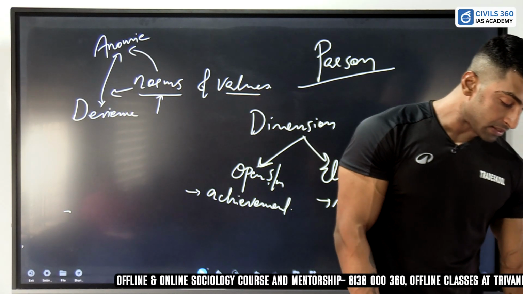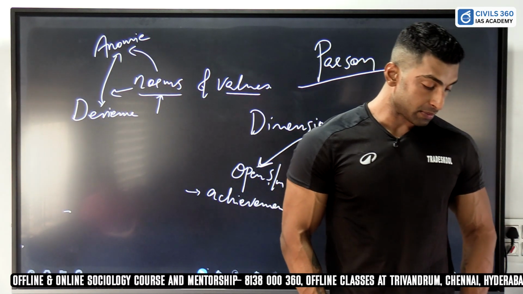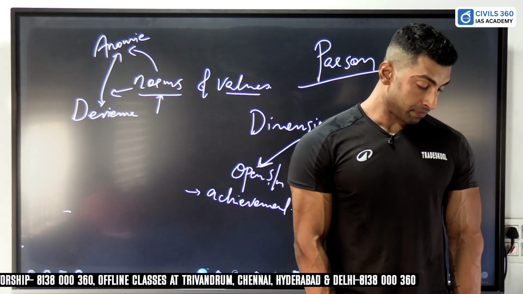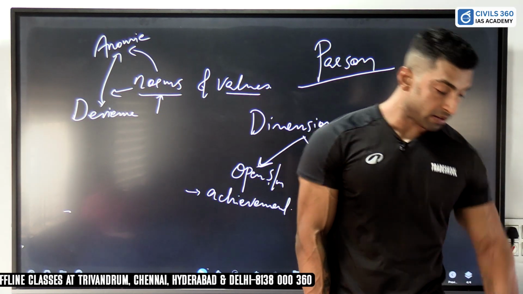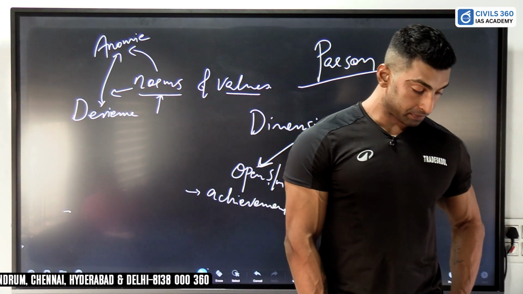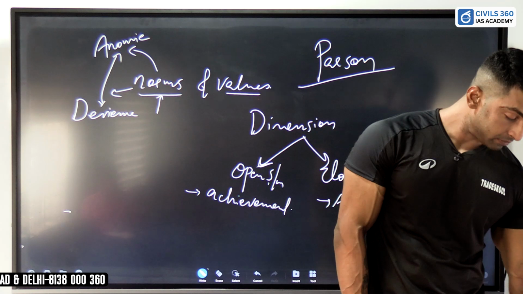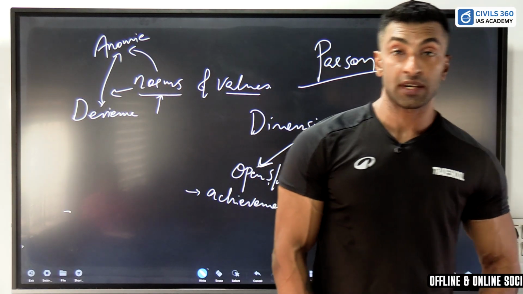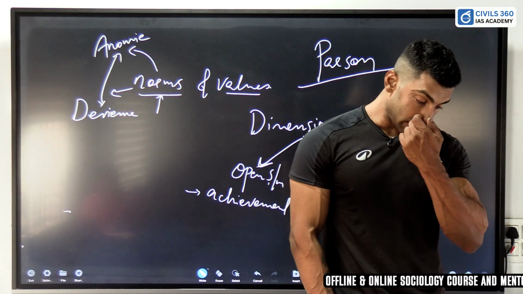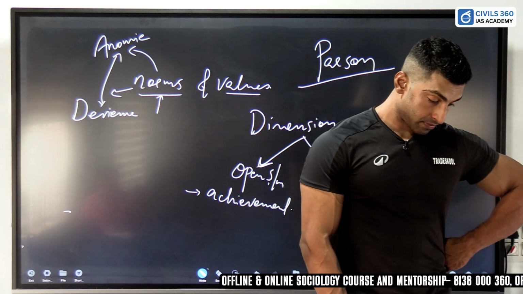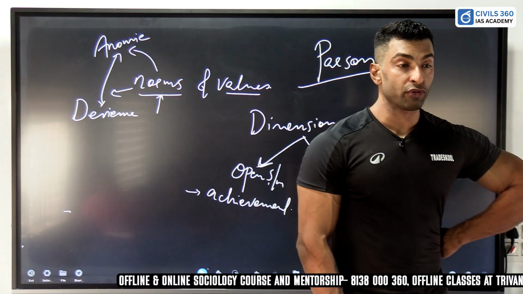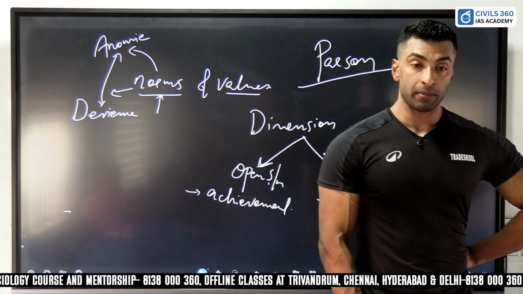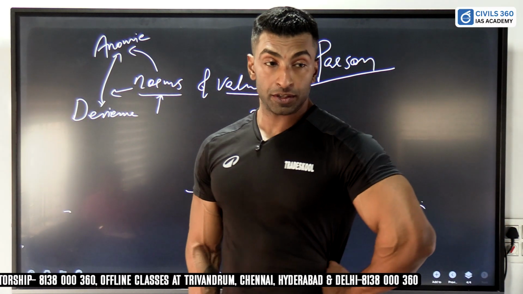For example, the class system is considered to be normatively open, but in reality there are structural hindrances in the movement of a person from one strata to another.